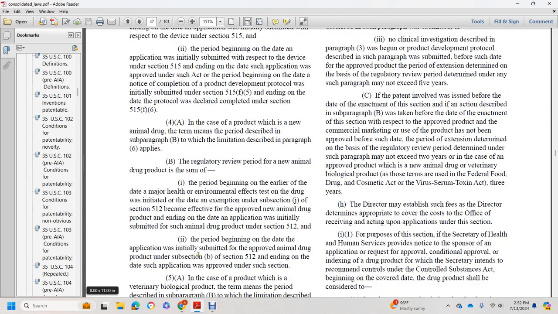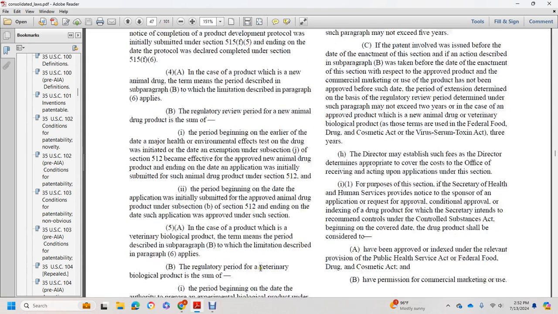the sum of the period beginning on the earlier of the date a major health or environmental effects test on the drug was initiated or the date an exemption under subsection (j) of section 512 became effective for the new animal drug product and ending on the date an application was initially submitted for the animal drug product under section 512, and the period beginning on the date the application was initially submitted for approval of the animal drug product under subsection (b) of section 512 and ending on the date the application was approved under the section.